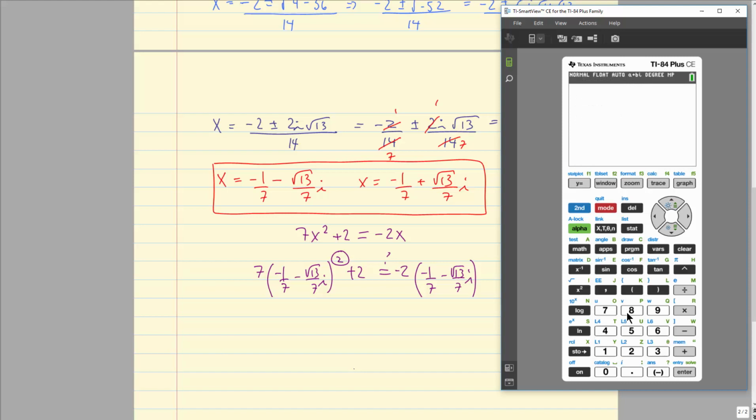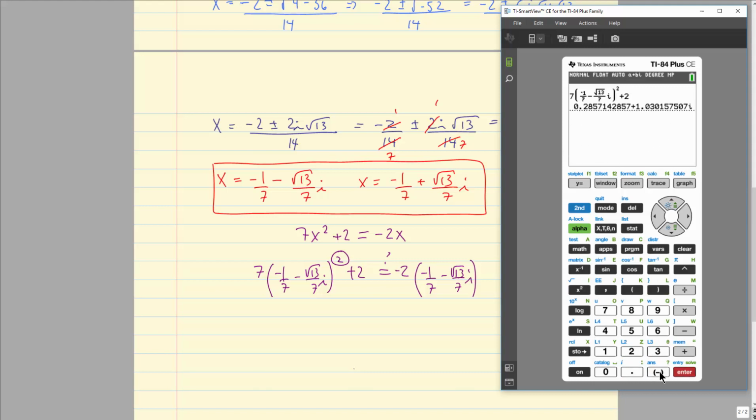So I'm going to plug in the left-hand side here. So 7, open parenthesis, I'm going to use my fraction key, and I'm going to have a negative 1/7 minus another fraction, square root of 13, 7, and then our i. Now our complex number i is right here above the decimal, so I have to go second decimal, and that gives me an i. Close parenthesis and square it, and go plus 2. Now this is the left-hand side. Okay, so I get this complex number.